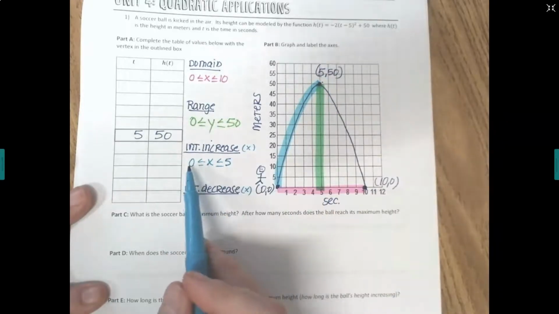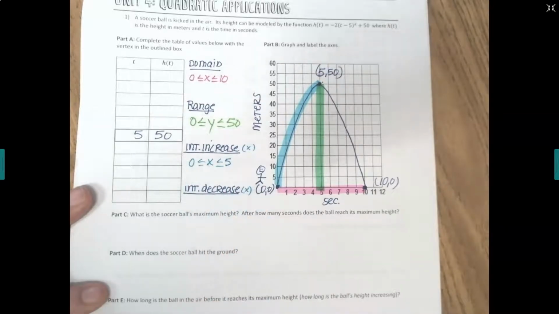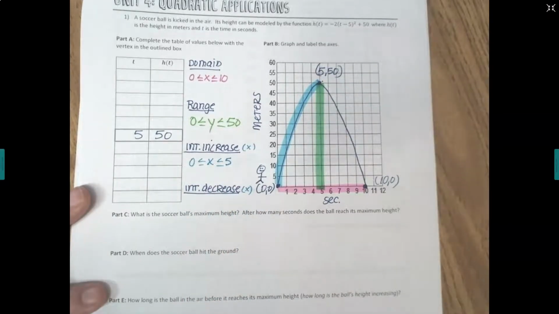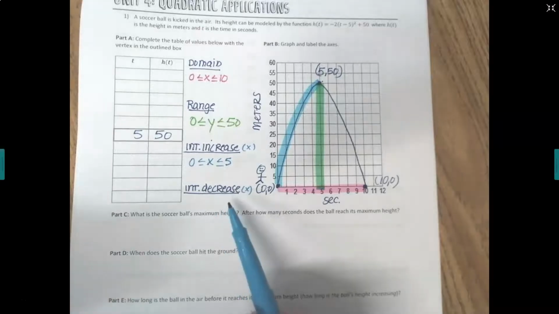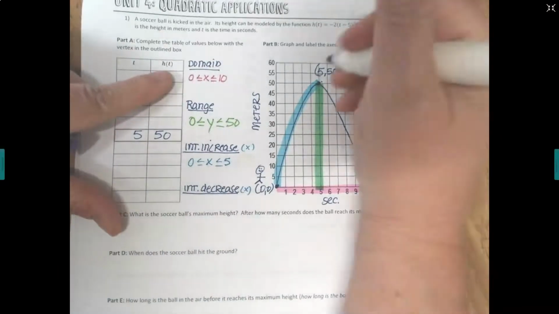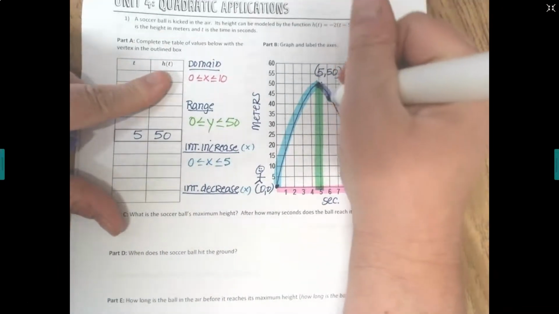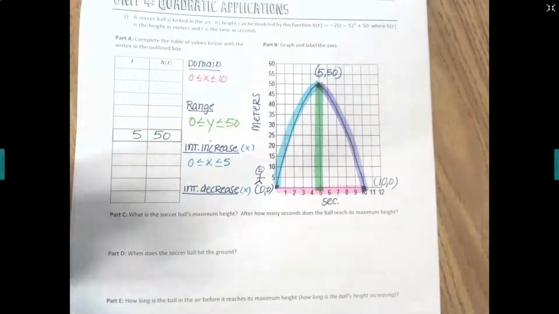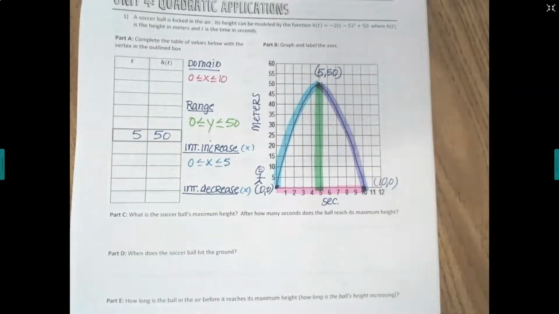So between 0 and 5 seconds, the ball was going up, is what this interval is telling us. Okay, now we want to do the interval of decrease. So the ball hit the vertex height, and that's as high as it went, and then it starts going down from there until it hits the ground. Once it hits the ground, it's done.